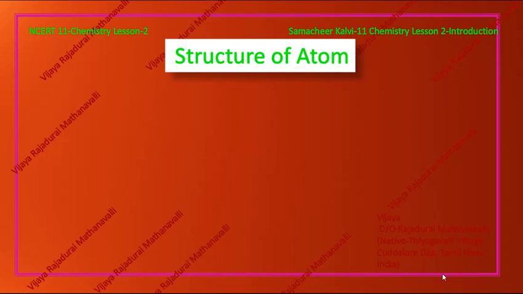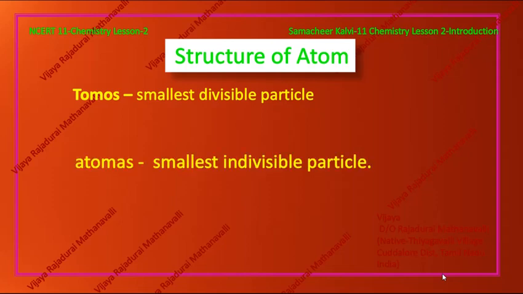Before going to study the detailed structure of the atom, we see what an atom is. The word atom came from the Greek language. In Greek, tomos means smallest divisible particle and atomos means smallest indivisible particle.